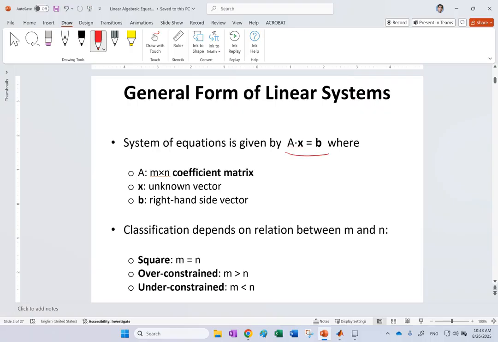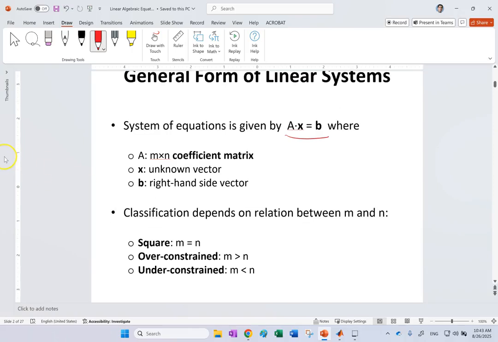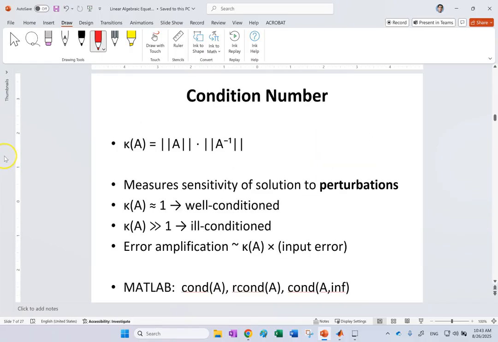The first category is called direct methods. The second category is called iterative methods. In this video, we are going to focus on the direct methods, and in the next video, we are going to focus on the iterative methods.